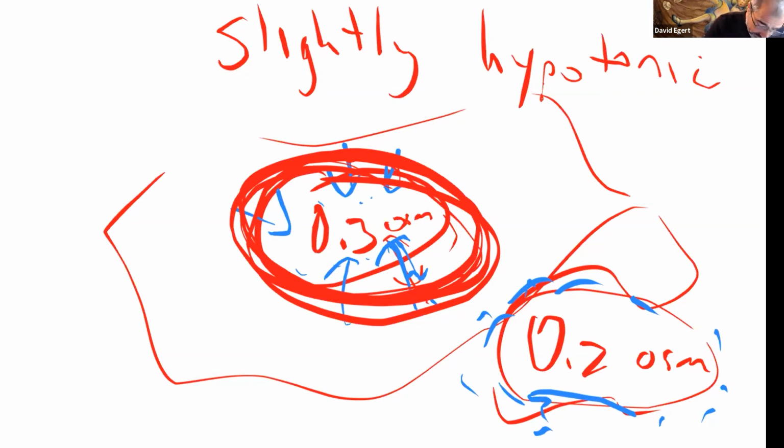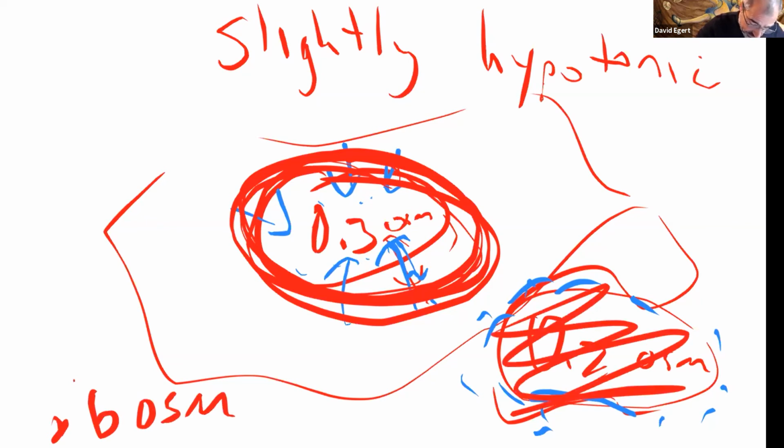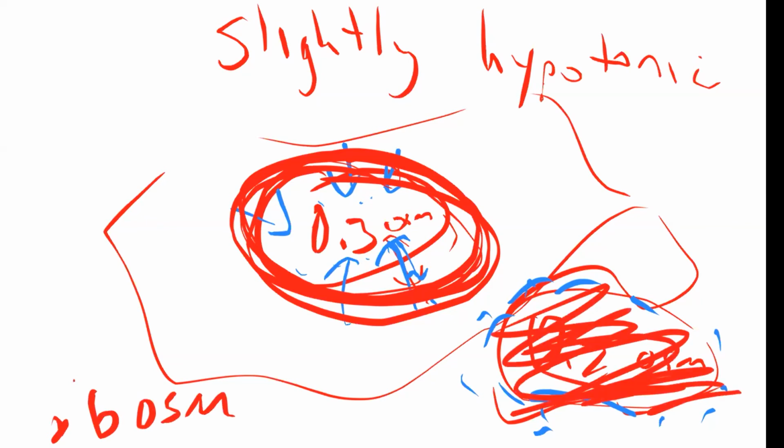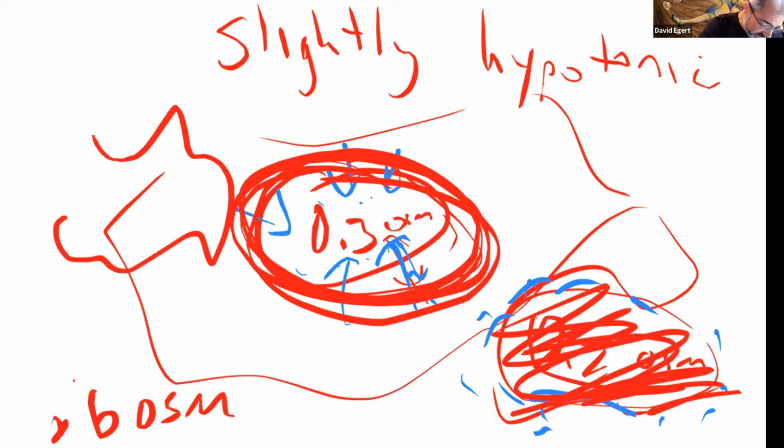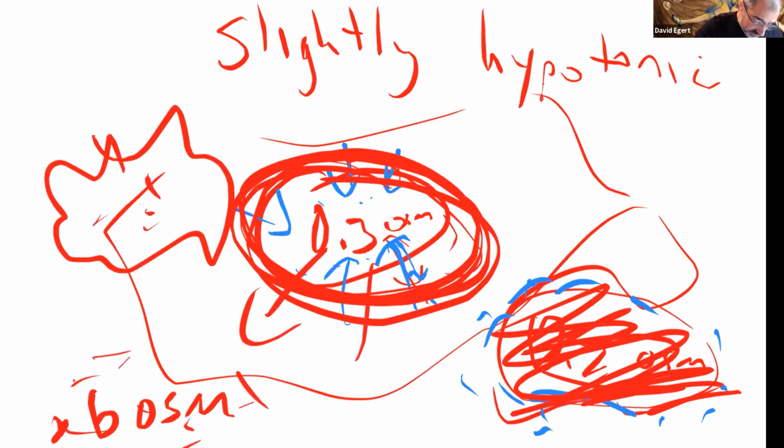What if I had 0.6 osmolar outside instead? What would happen? That's where I'd see the crenation. The water would now leave the cell and go into the solution, and my cell would all get shriveled up.